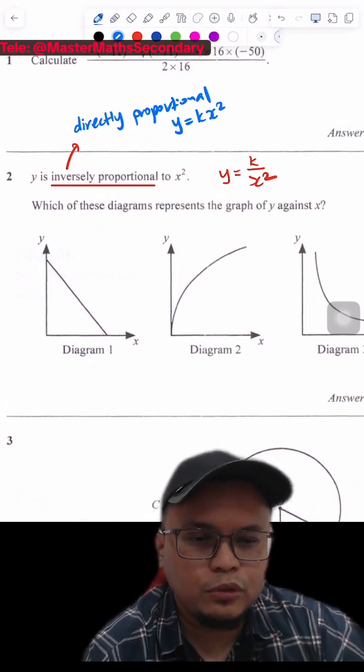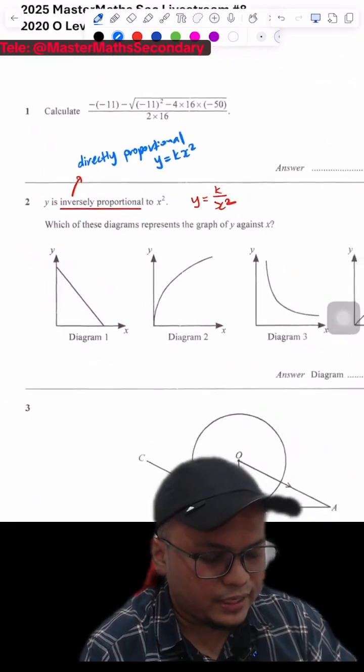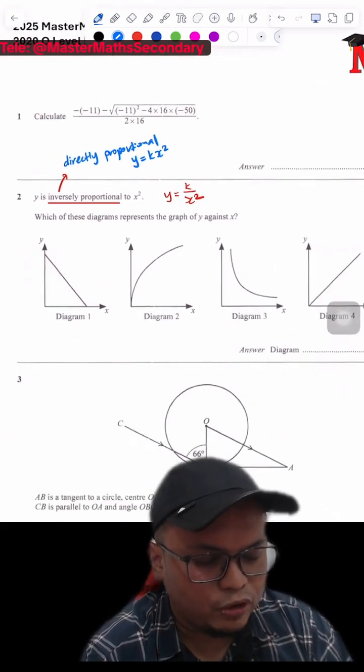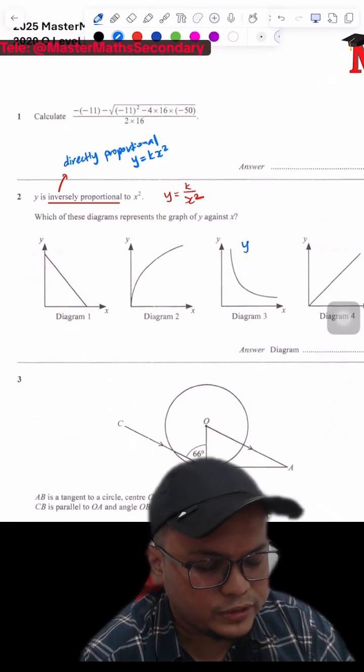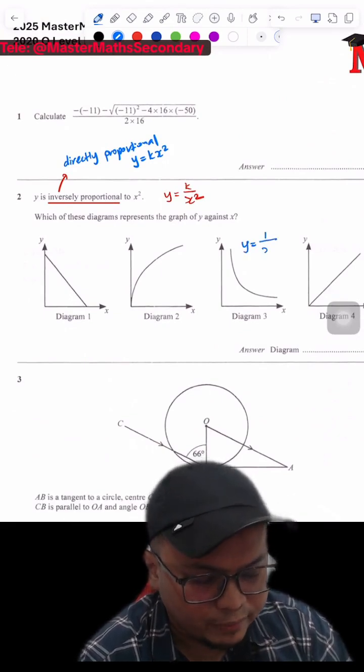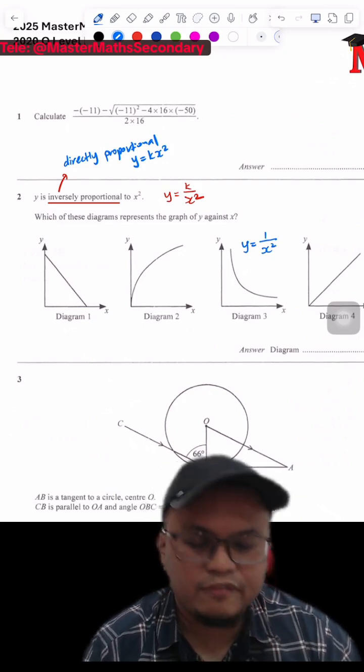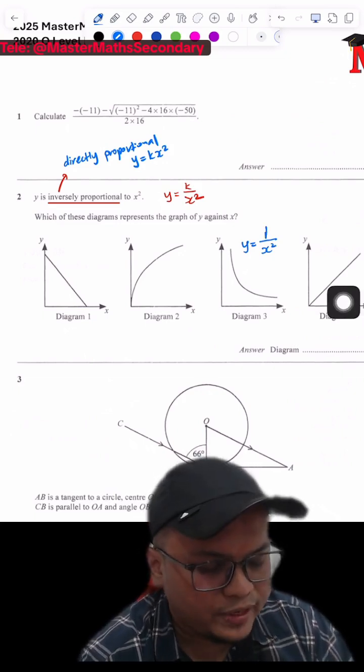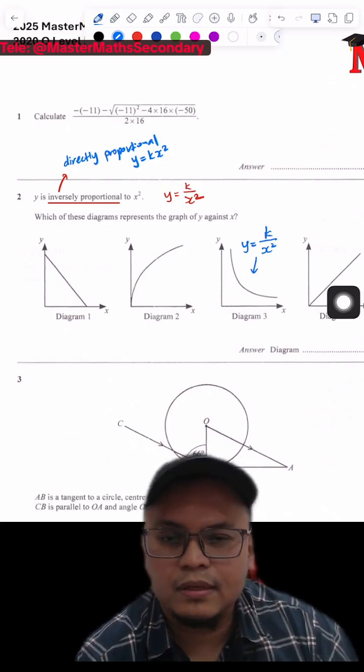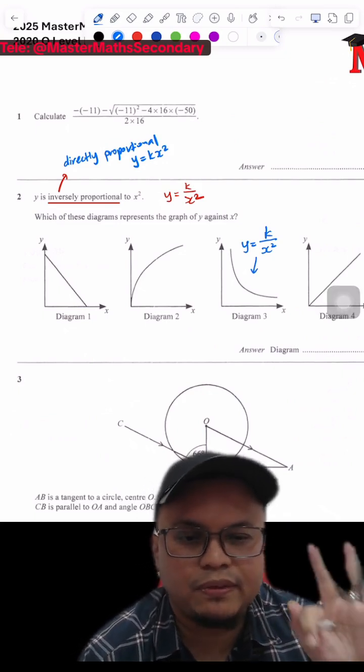If you look at the graph, remember how your y equals 1 over x squared graph looks like? I think you guys who are familiar with 1 over x squared know the graph looks like this. So the k over x squared graph also looks like this. That's why the answer should be 3.